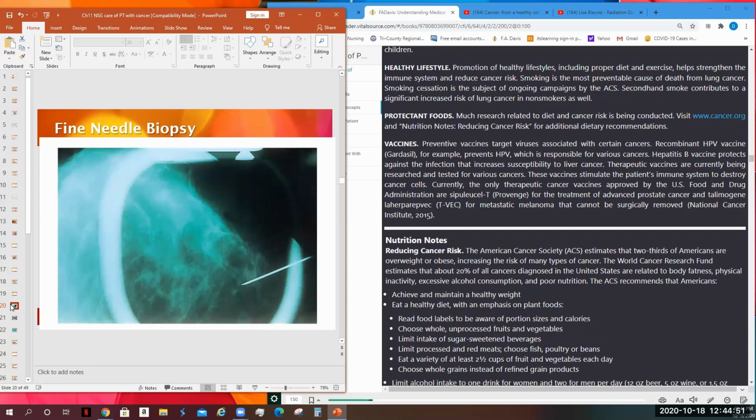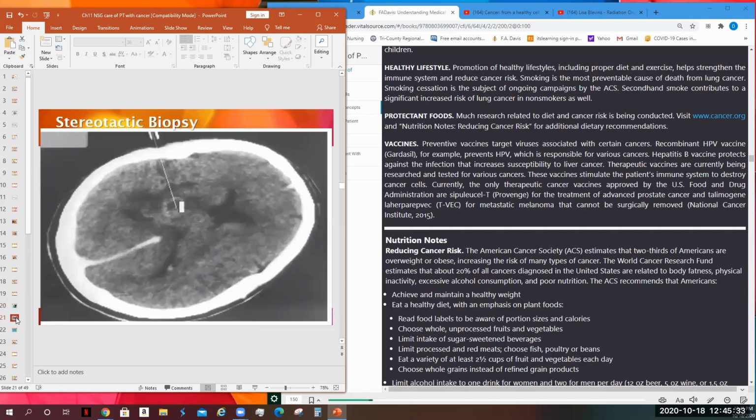Therapeutic vaccines are currently being researched and tested for various cancers. These vaccines stimulate the patient's immune system to destroy cancer cells. Currently, the only therapeutic cancer vaccines approved by the U.S. Food and Drug Administration are Provenge for the treatment of advanced prostate cancer and Talimogene laherparepvec, TVEC, for metastatic melanoma that cannot be surgically removed.